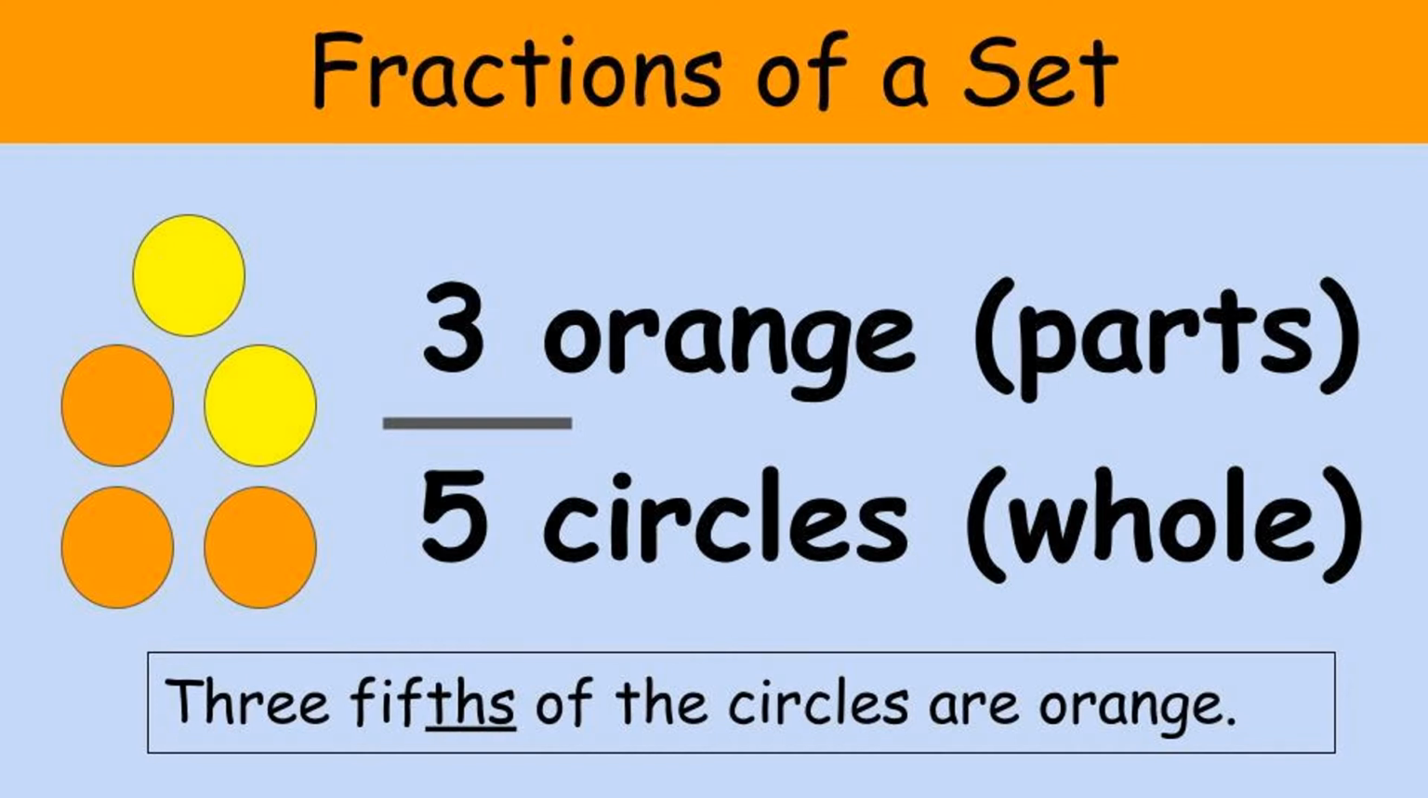The part we are looking at here is what fraction is orange. I see 3 orange circles, so that becomes my top number. And then the bottom number is how many circles there are in all. It doesn't matter what color they are, just how many circles there are in all. There are 5 circles in all, so I put that number on the bottom of my fraction.